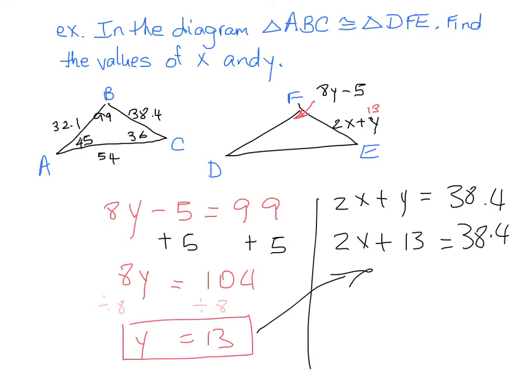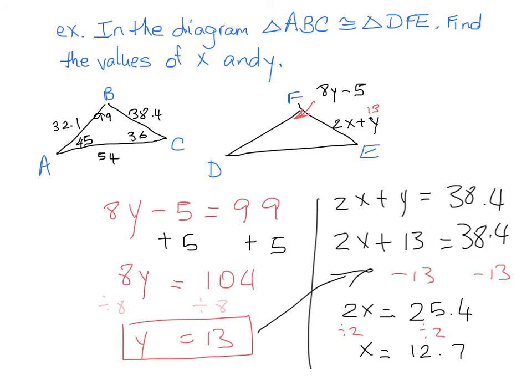Now we know that y is 13 because we just found it, so 2x plus 13 is equal to 38.4. We can go ahead and subtract 13 from both sides, and we get that 2x is equal to 25.4, and by dividing both sides by 2, we get that x is equal to 12.7. All right, so that's it for now.